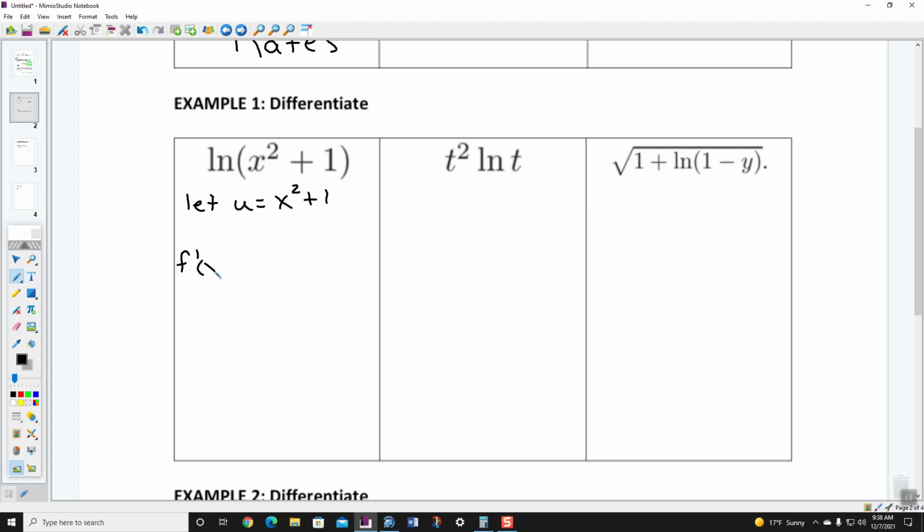I'm going to say, we'll call these all f of x functions, or f of t in the next one. f prime of x would equal 2x over what? x squared plus 1. We're done. That one wasn't so bad, was it, friends? Okay. Talk to me about the next one.